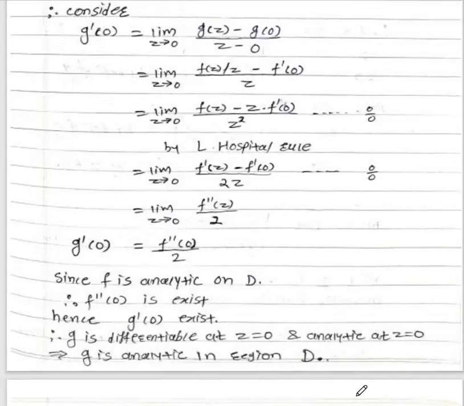But we know that f is analytic on D, so f double dash of 0 exists. Hence we can say that g dash of 0 also exists. Therefore g is a differentiable function at z equal to 0 and analytic at z equal to 0. We know that every differentiable function is an analytic function, which implies g is analytic in region D.